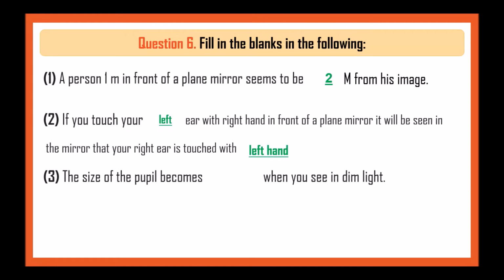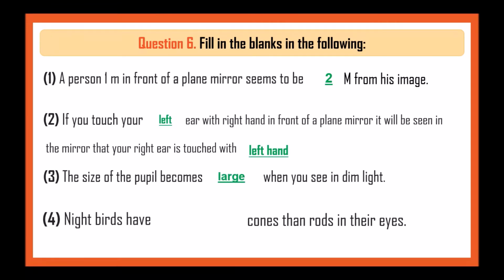The size of the pupil becomes dash when you see in dim light. Large. Night birds have dash cones than rods in their eyes. Lesser or fewer.